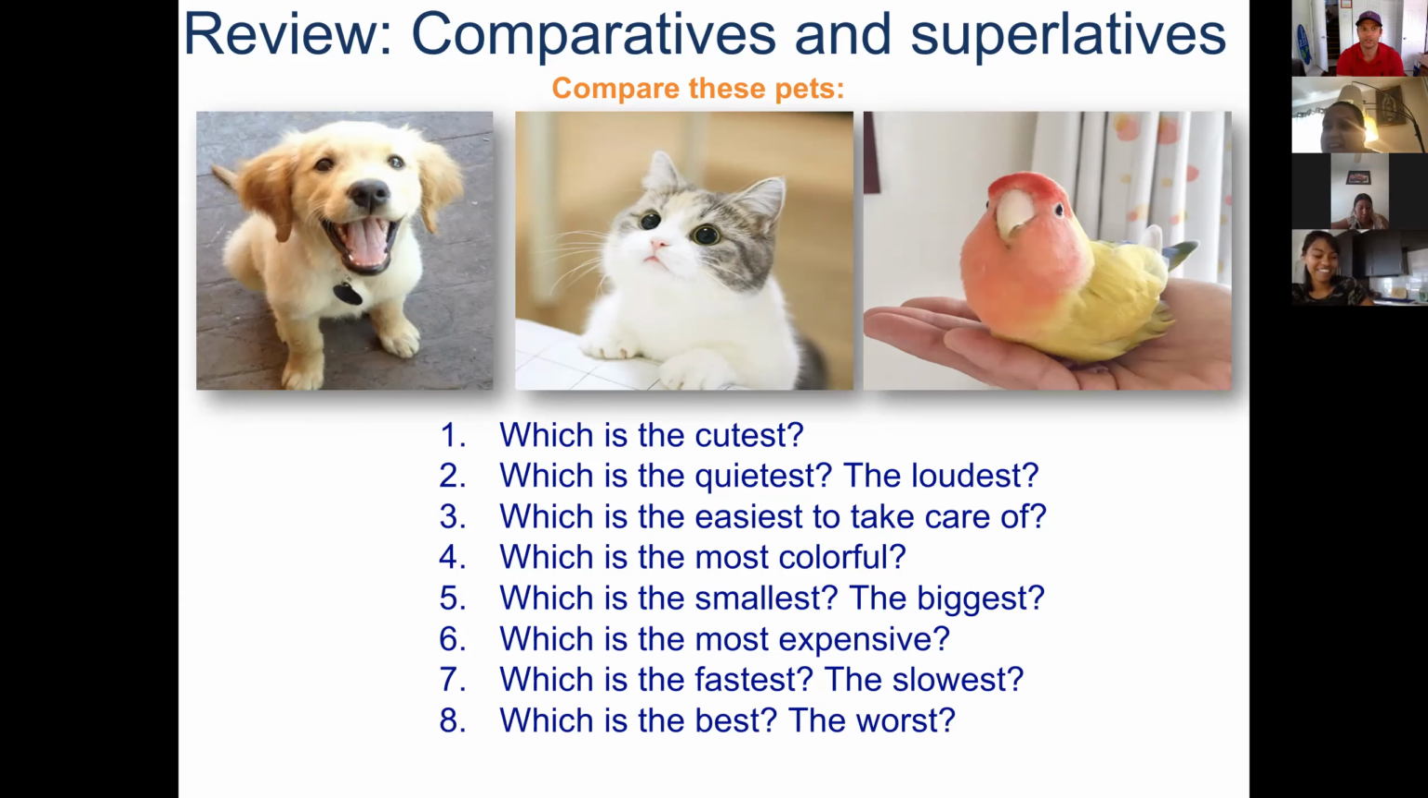Which is the loudest? Dog. The dog. Yeah, once dogs start barking, woof. Which is the easiest to take care of? I think it's the cat. Probably the cat. Yeah, cats are pretty easy to take care of.